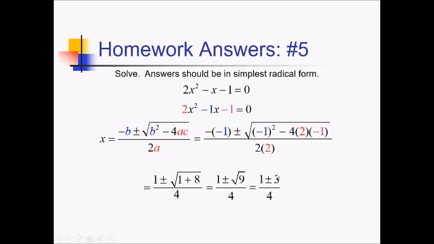So we have 1 plus or minus 3 over 4. Since I can combine 1 and 3, I actually do have to go a little further and figure out the two answers. So we have 1 plus 3 over 4. That's 4 over 4, which is just 1. We also have 1 minus 3 over 4. That's negative 2 over 4, which is negative 1/2 if we reduce it.